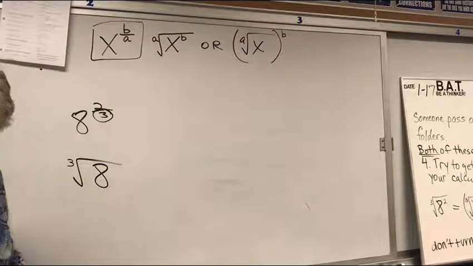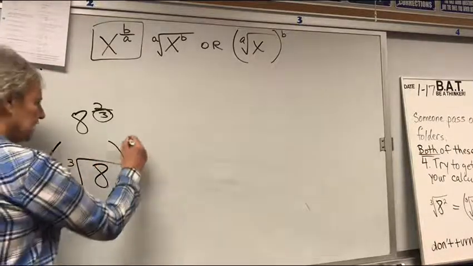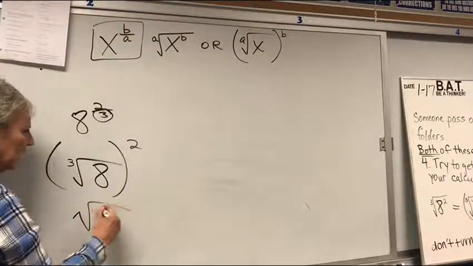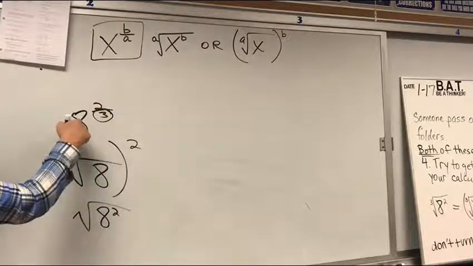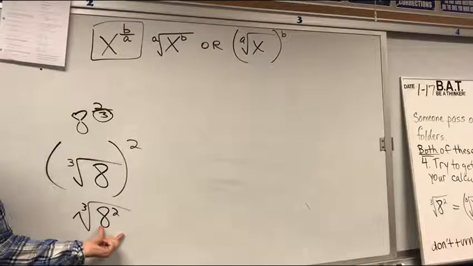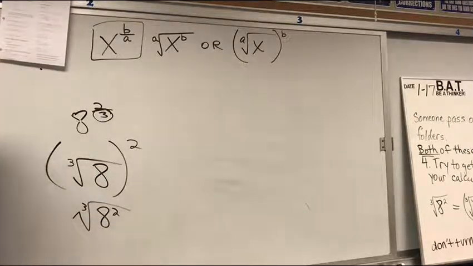What times what times what is 8? 2. To the second power, 4. Or, you would never want to do this with numbers, but you're going to do it with variables. 8 squared, cube root. So that's 64. What times what times what is 64? 4. It means the same thing.